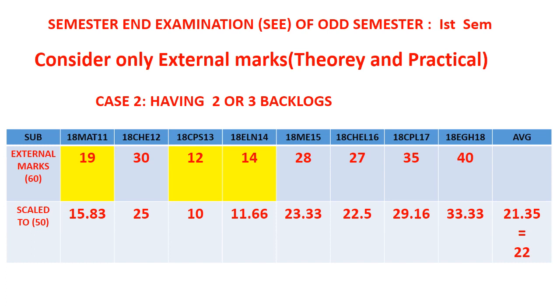Next, what is the formula to scale 19 to out of 50? It is 19 into 50 divided by 60. Similarly, 30 into 50 divided by 60, 12 into 50 divided by 60, 14 into 50 divided by 60. We can apply the same formula to convert it to 50.